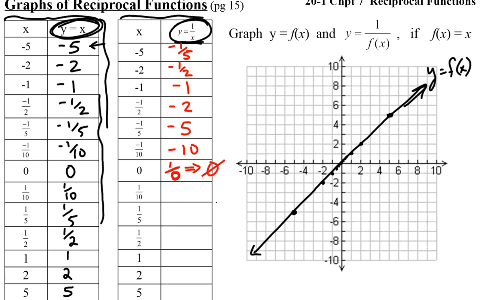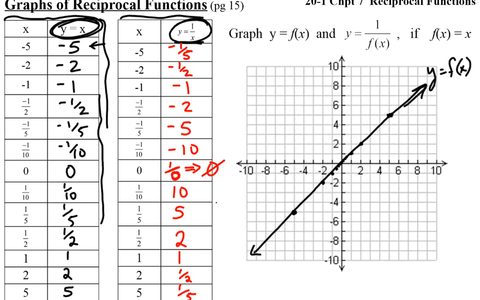1/10, when I reciprocate, 10 over 1 or 10. 1/5 is 5 over 1 or 5. 1 reciprocated becomes 1 over 1 or 1. 2 reciprocated becomes 1/2. 5 becomes 1/5.